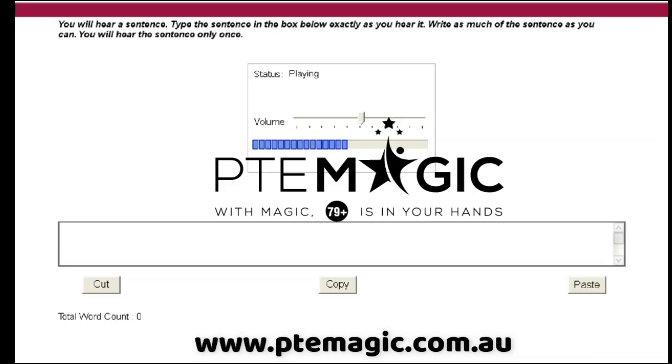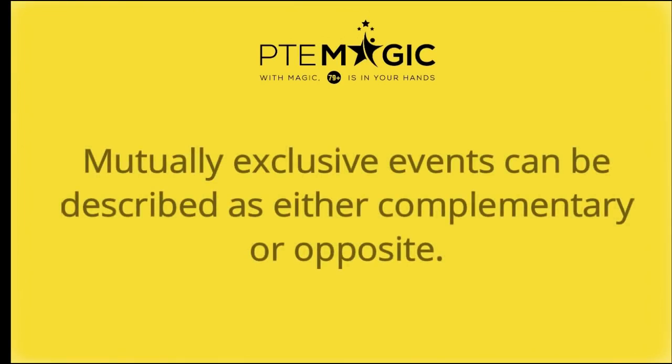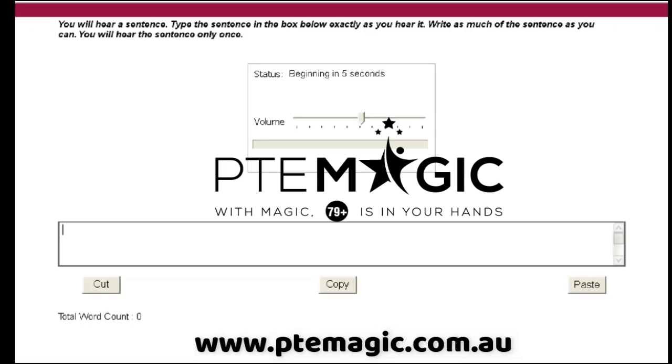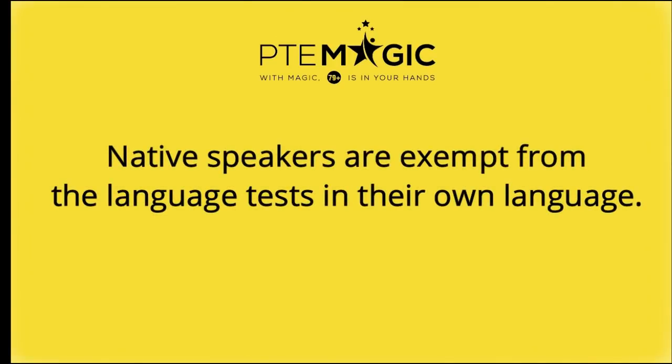Mutually exclusive events can be described as either complementary or opposite. Native speakers are exempt from the language tests in their own language.